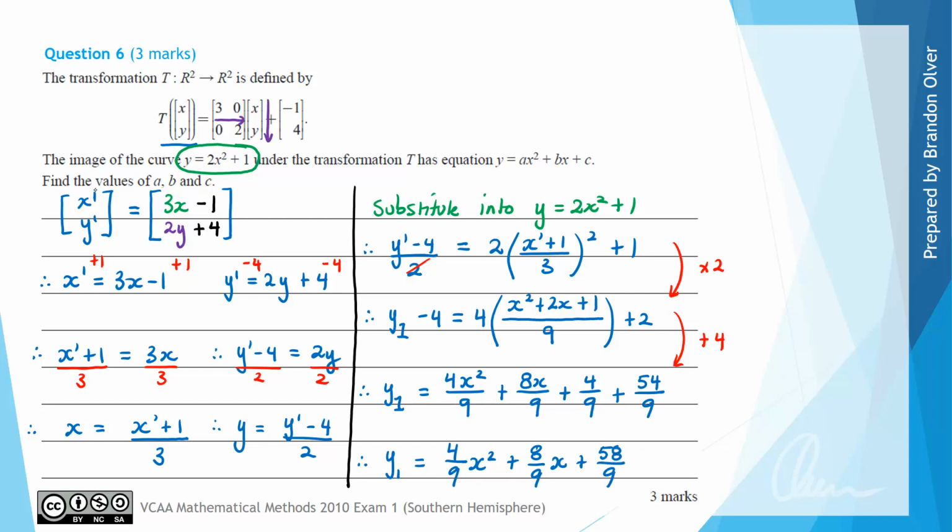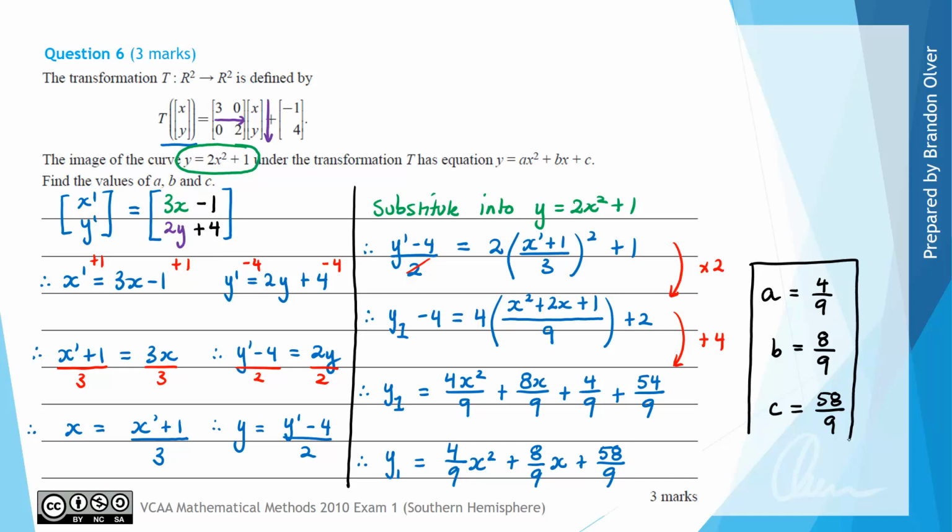However, this question asks to find the values of a, b and c. So we can write that a must equal the coefficient of x squared, which is 4 over 9. b must equal the coefficient of x, which is 8 over 9. And c must equal the constant term, which is 58 over 9. So that is the answer to this question.